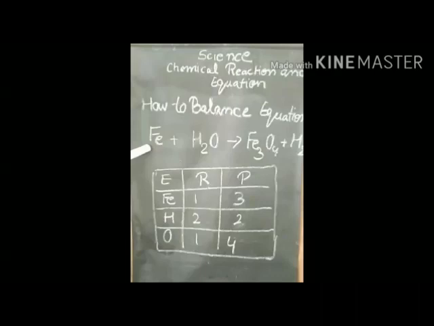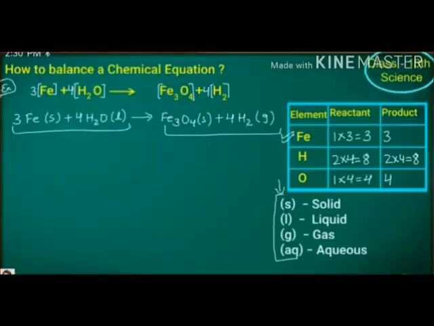Now in this topic we will learn how to balance the chemical equation. In the square box you can see iron: there were 3 on the product side and only 1 on the reactant side. So we multiply by 3 on the reactant side. Oxygen: there were 4 on the product side but only 1 on the reactant side, so we multiply by 4. How do we write it? We write 3 outside of the iron and 4 outside of the oxygen. You can see on the slide how it is written.